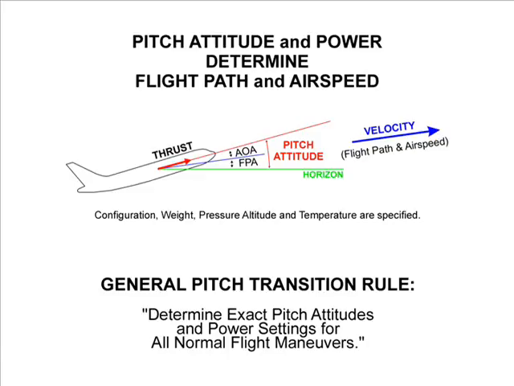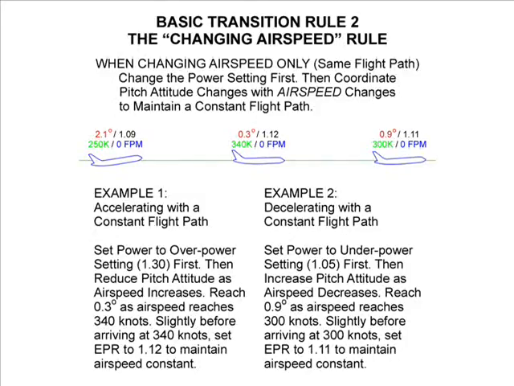The general pitch transition rule is: determine exact pitch attitudes and power settings for all normal flight maneuvers. This demonstration illustrates Rule 2, which is called the Changing Airspeed Rule. It states, when changing airspeed only while maintaining the same flight path, change the power setting first. Then coordinate pitch attitude changes with airspeed changes to maintain a constant flight path.